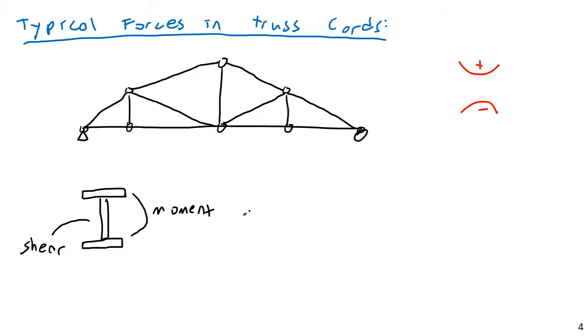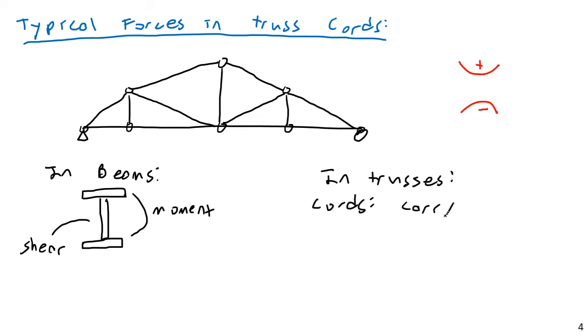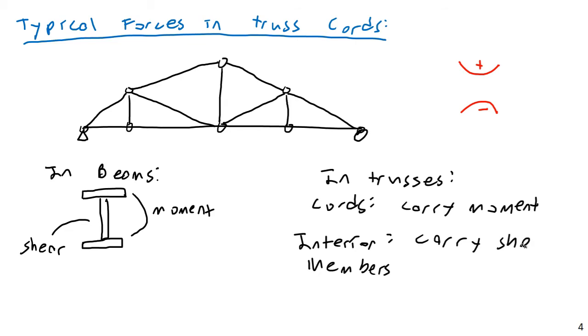And really, on a large scale, in terms of global behavior, not individual forces, a truss very much acts like a beam. The top cord and the bottom cord. Again, the term cord refers to the line of members along the top and bottom edges of a truss. So we have the top cord and the bottom cord. In beams it's the flanges, and in trusses, the cords carry your moment, and the interior members carry your shear. Generally, maybe some exceptions, but this is general.